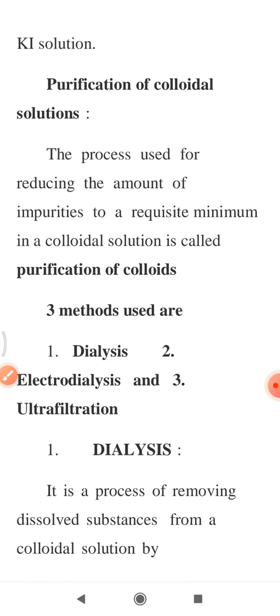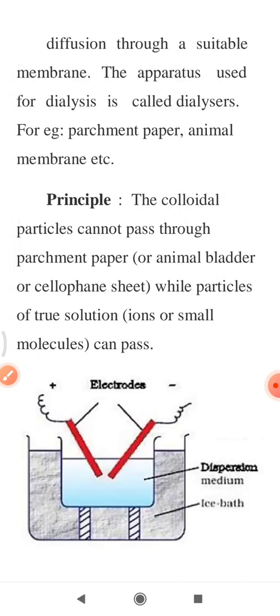So dialysis, first process. Dialysis is a process of removing the dissolved substance from the colloidal solution by diffusion through a suitable membrane. The apparatus used for dialysis is called a dialyzer, and for example parchment paper or an animal membrane can be used. So what is the principle used?